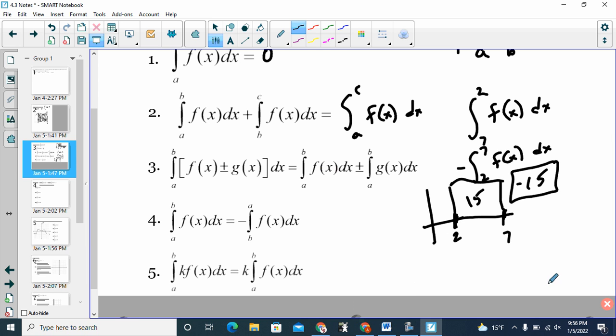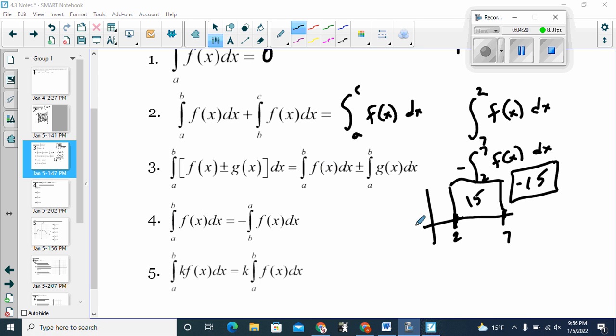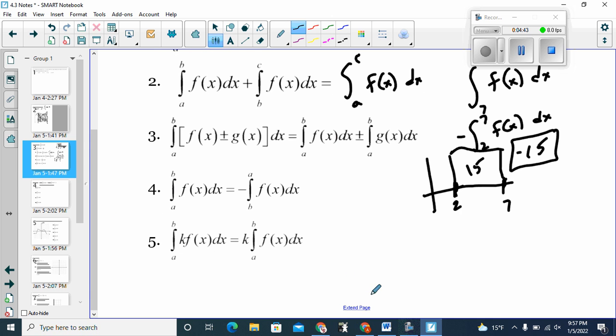And the fifth and final property that we're talking about today says the integral from A to B of any constant times f of x dx, I can take that constant and move it out front. So it's equal to k times the integral from A to B of f of x dx. Notice that's only true if k is a constant. If I have a variable, you cannot move a variable out front, but you can move a constant out front.